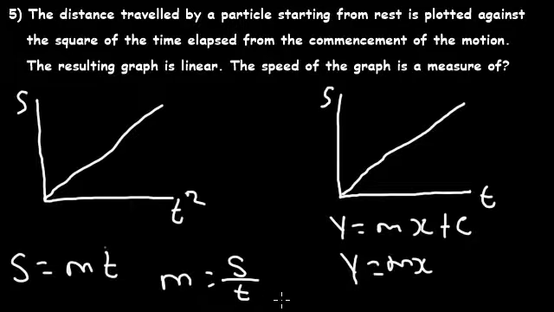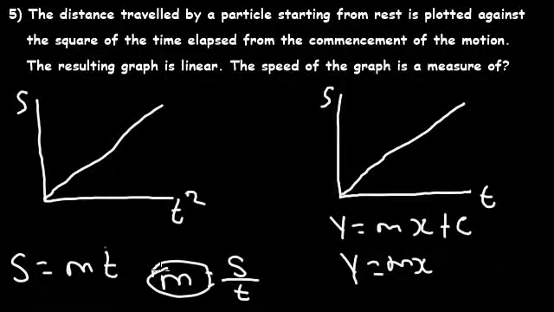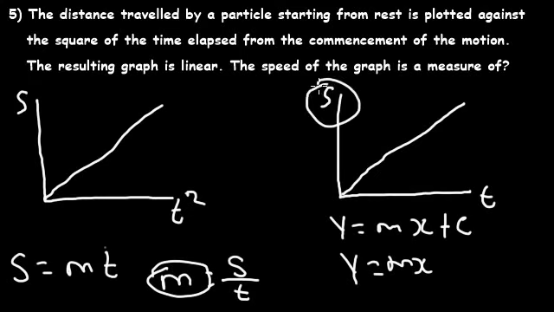Tell me, what quantity is equal to the rate of change of distance? Well, since this is absolutely the speed, then we can say that m is the speed of the particle. So it means for a graph where the distance is plotted against the time t, the slope of that graph would be the speed of the graph.